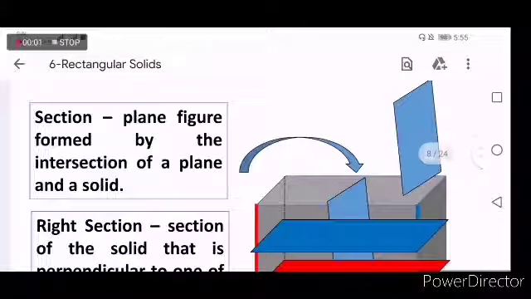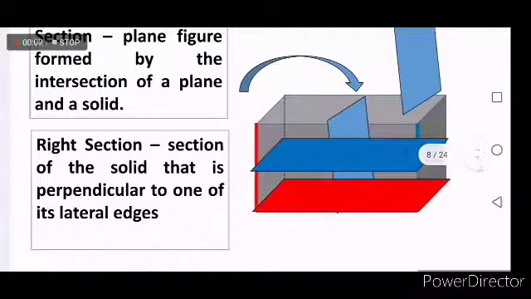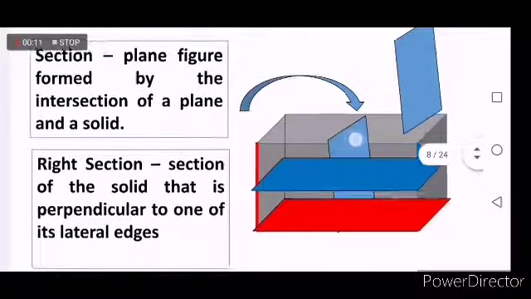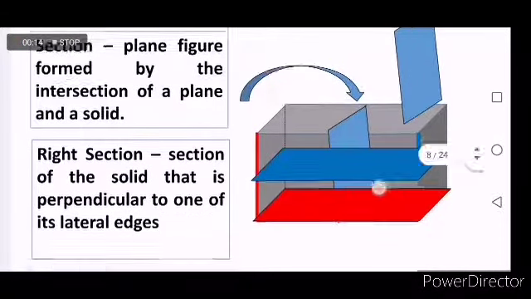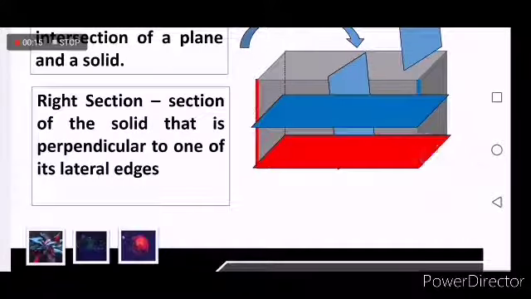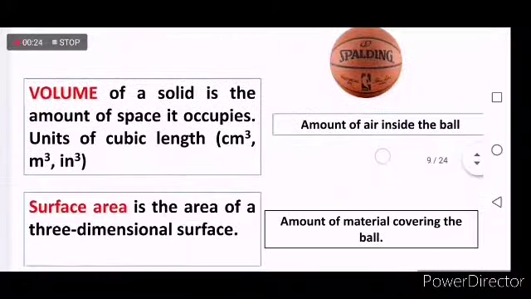We also have section. This is a plane figure formed by the intersection of the plane. So whenever you cut the solid and you form a surface, the blue surface here, you can see the blue one here is called a section. Right section is a section of the solid that is perpendicular to one of the lateral edges. And we will encounter such parts in the preceding discussions.